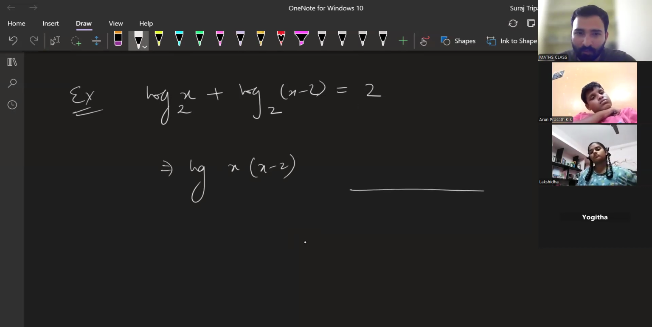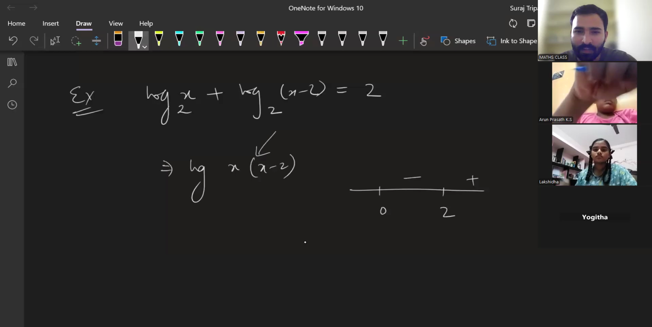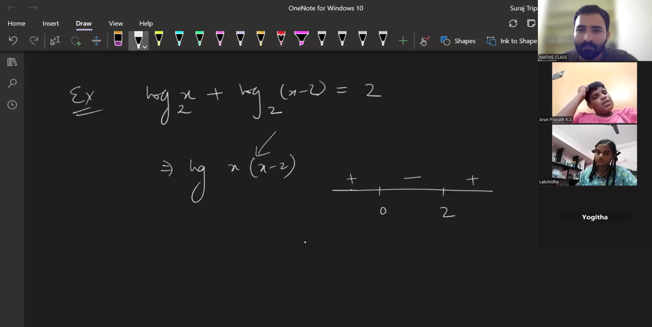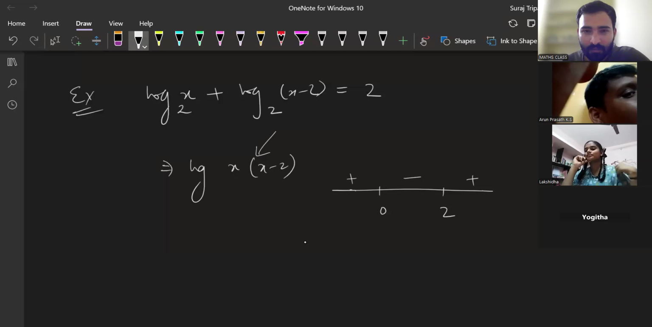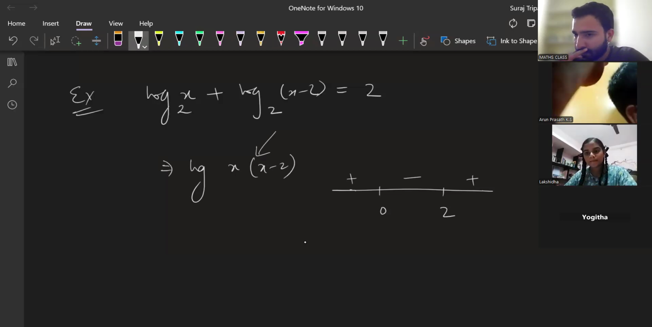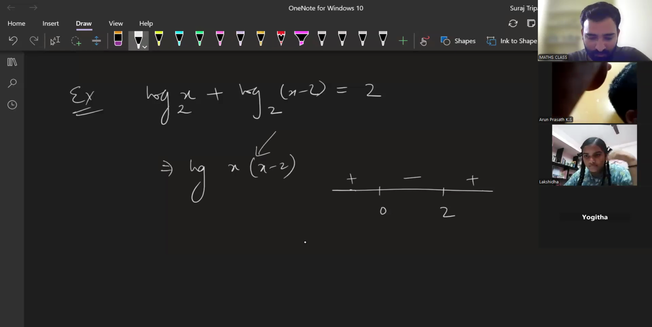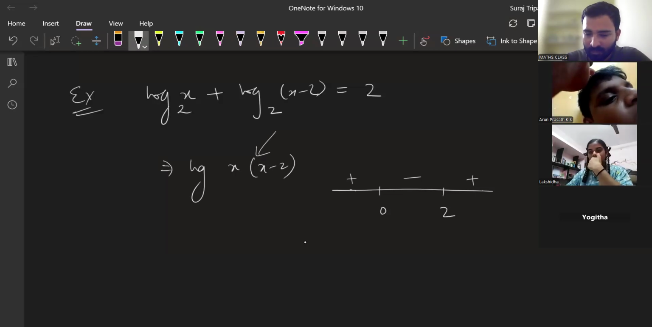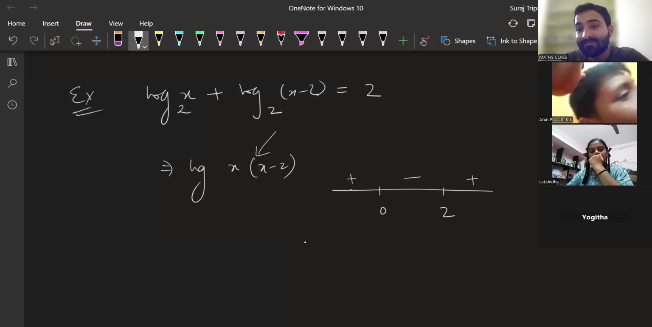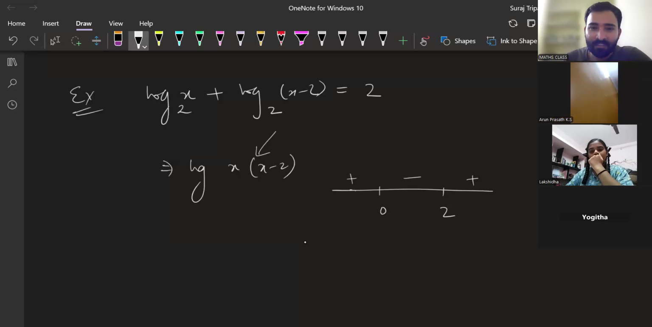Just see here. What are the signs of these expressions? One root is 0, one root is 2. So this side it is positive, negative, and positive. Right? 1 plus root 5. What is the x value? 1 plus root 5. Yes, sir. Answer is 1 plus root 5. Not 1 plus minus root 5. Only 1 plus root 5 is the answer. Yes, correct.